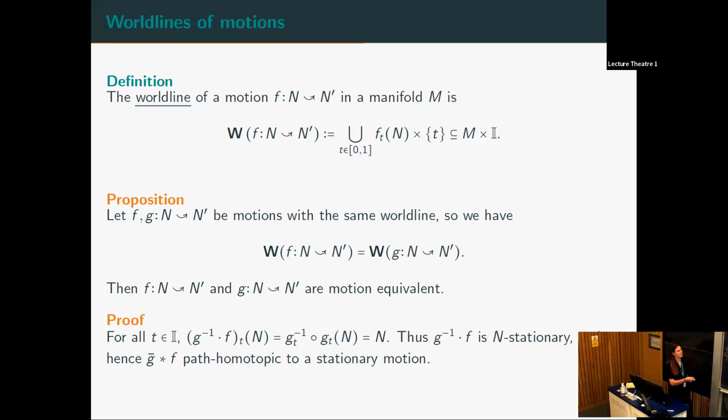So we can prove that just by observing that if we look at g to the minus 1 dot f, then just on n, this is really equal to g_t to the minus 1 composed with g, because that's exactly the definition of what it means to have the same world line. And then, of course, this is just the identity. And so what that tells us is that g to the minus 1 dot f is n stationary, and therefore g bar star f is path homotopic to a stationary motion. So motions with the same world line give the same motion, are motion equivalent.